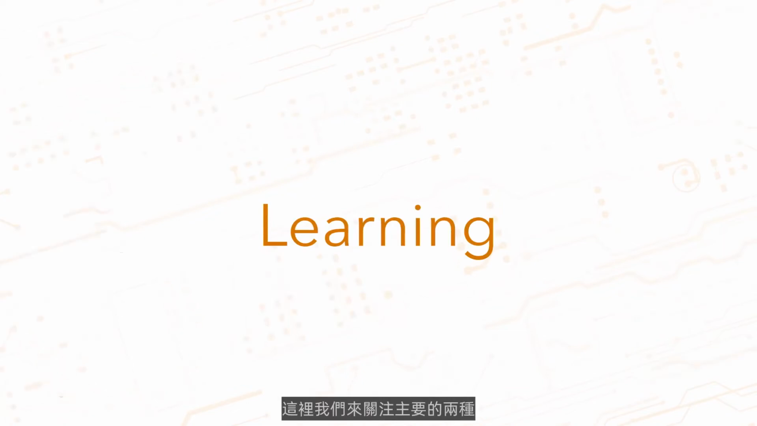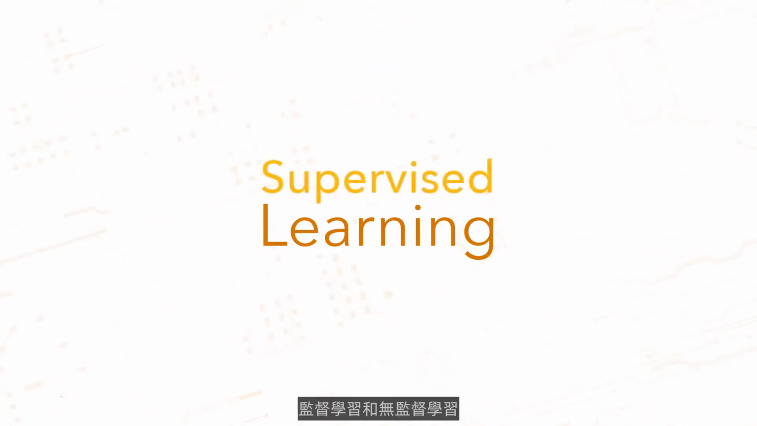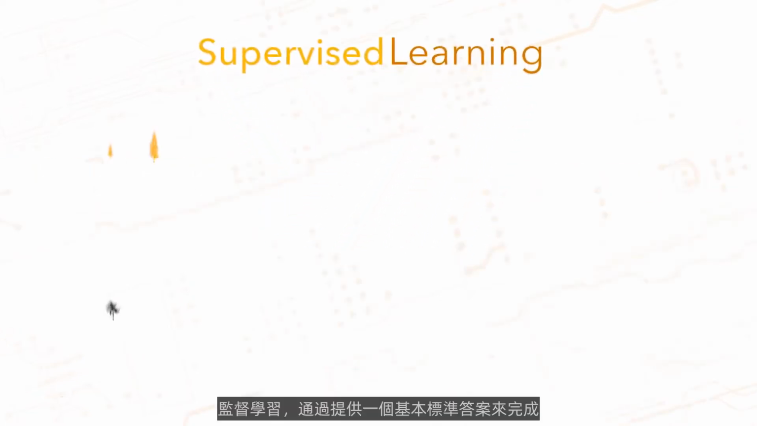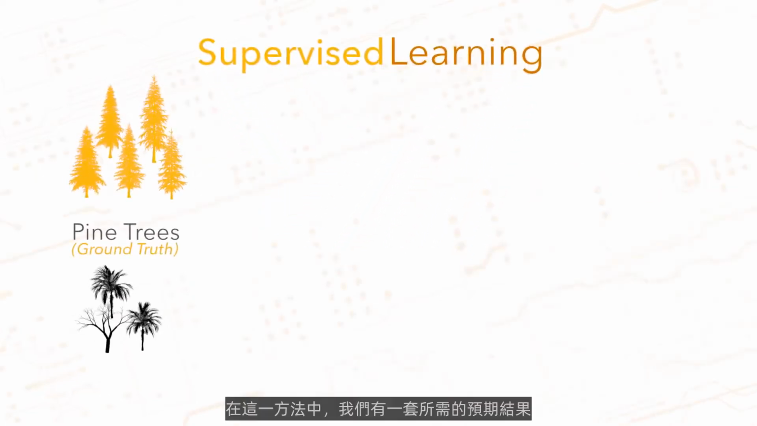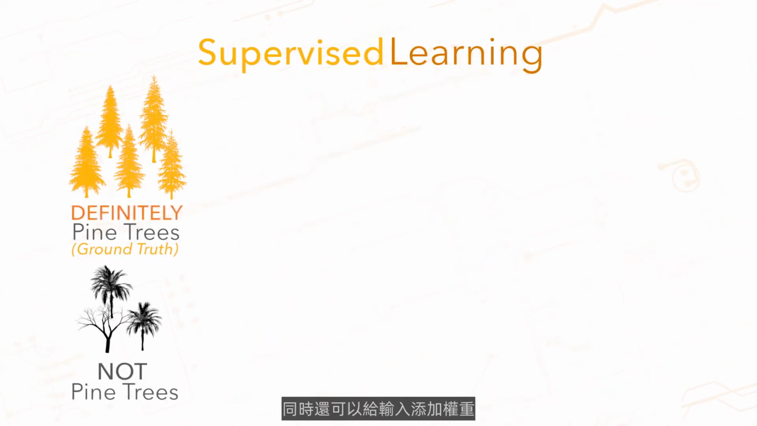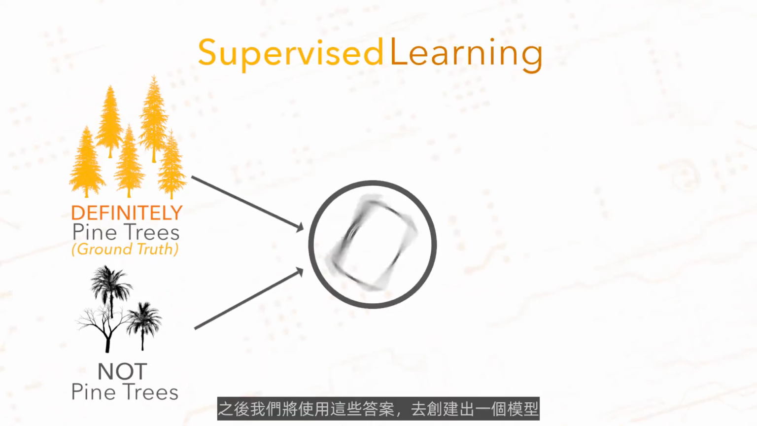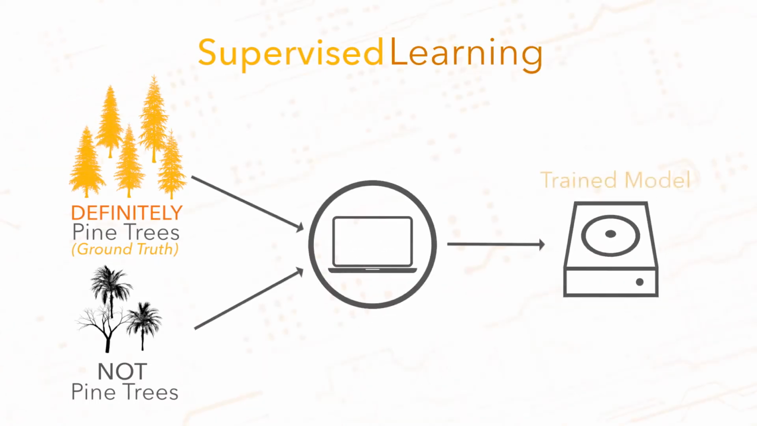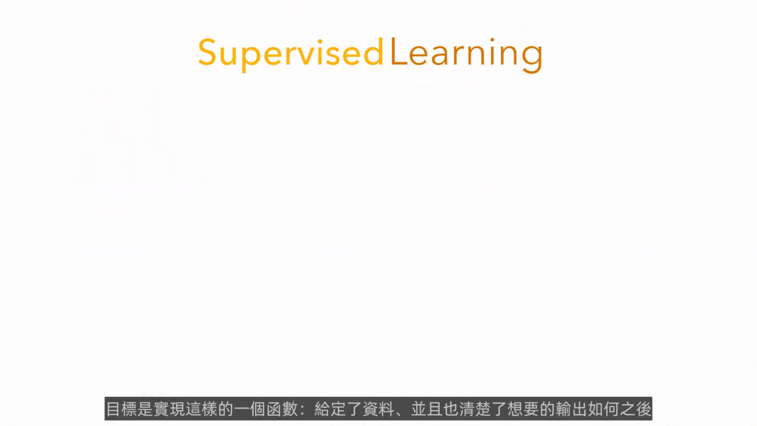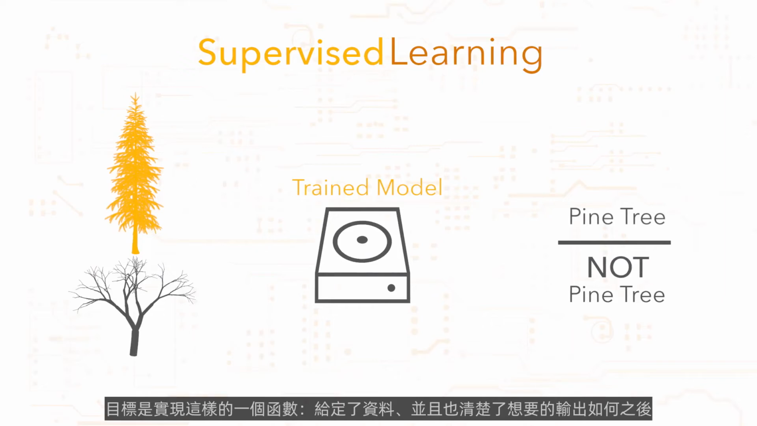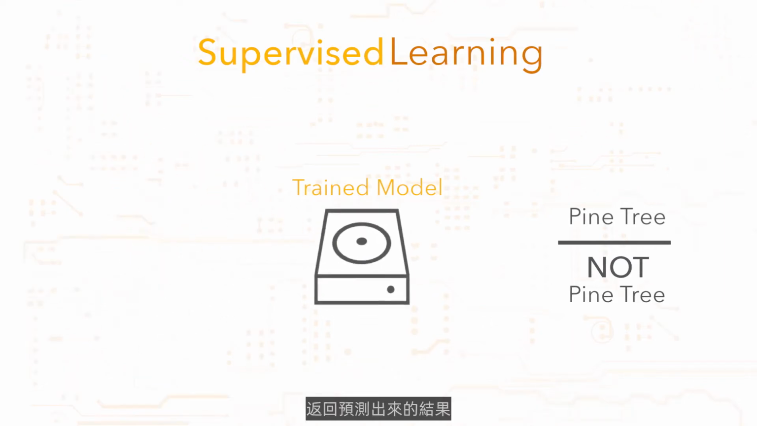There are different methods in machine learning. Let's focus on the two main ones: supervised learning and unsupervised learning. Supervised learning is done by providing a ground truth. With this method, we have a desired outcome that's needed, and we can also add weight to an input that will decide how much influence it will have on the output. We will use these truths to create a model. Our goal will be to have a function that, when given data and knowing what our desired output should be, returns something predictable.